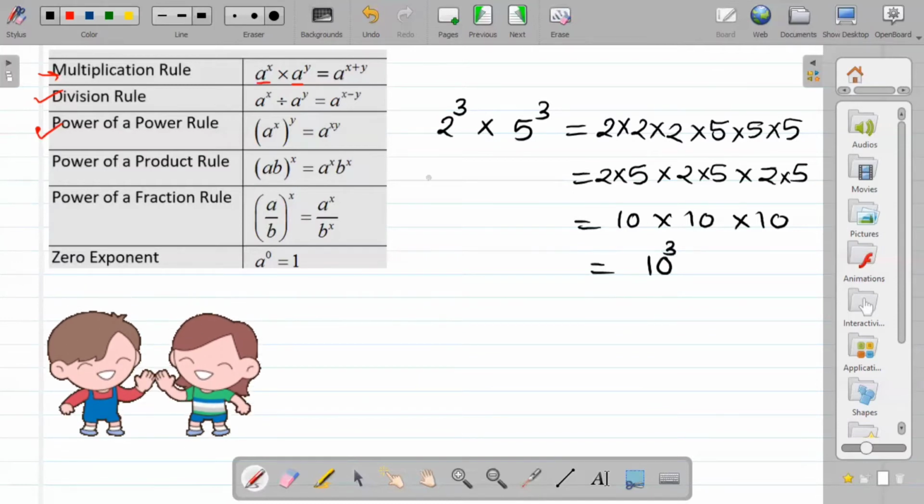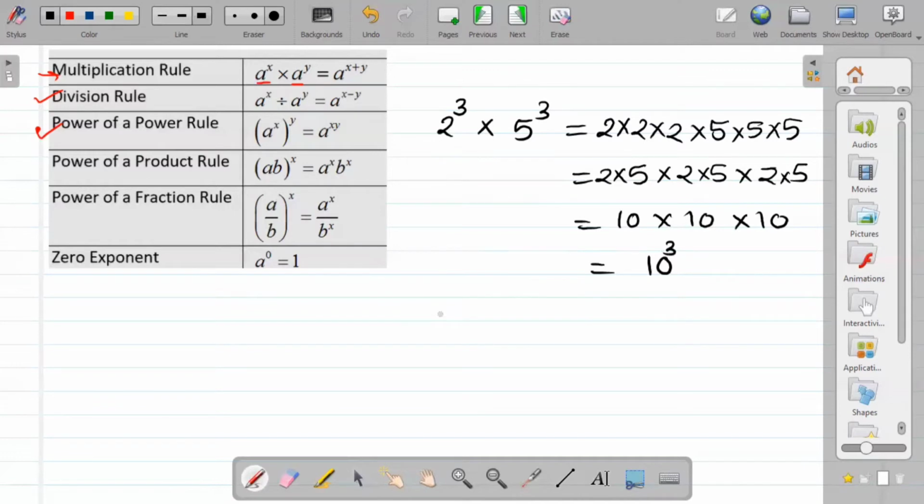Right. So instead of doing this all, what I can directly write, if my bases are different and their powers are exactly same, then I can take the powers common. That is 2 multiplied by 5 raised to 3, which is nothing but equal to 10 to the power 3. Okay, so if I'm having different bases and powers are same, I can take the powers common.